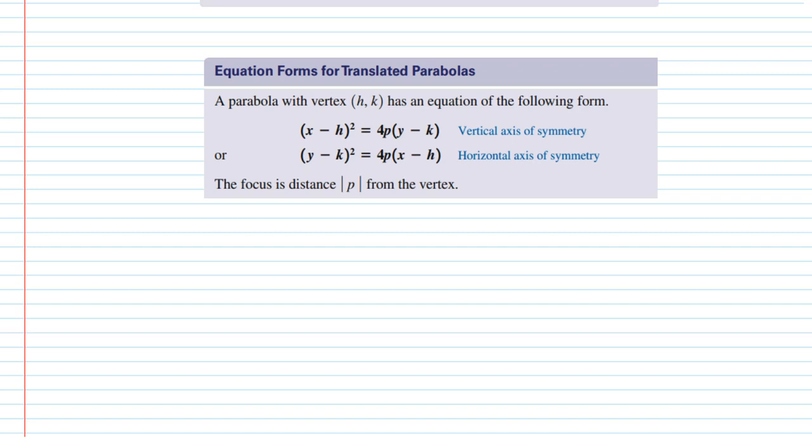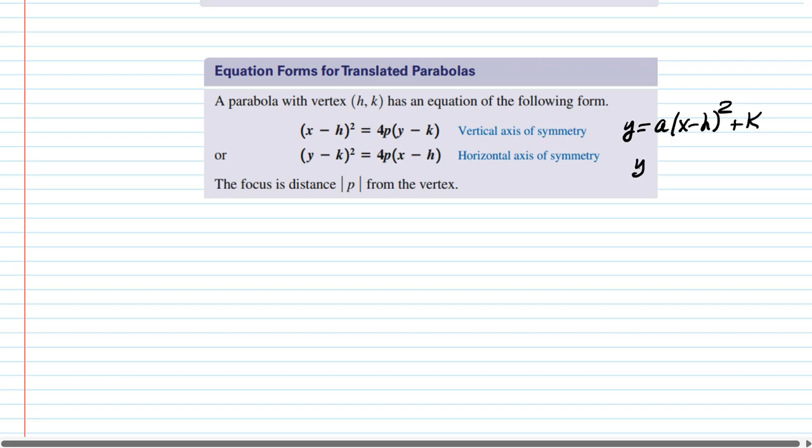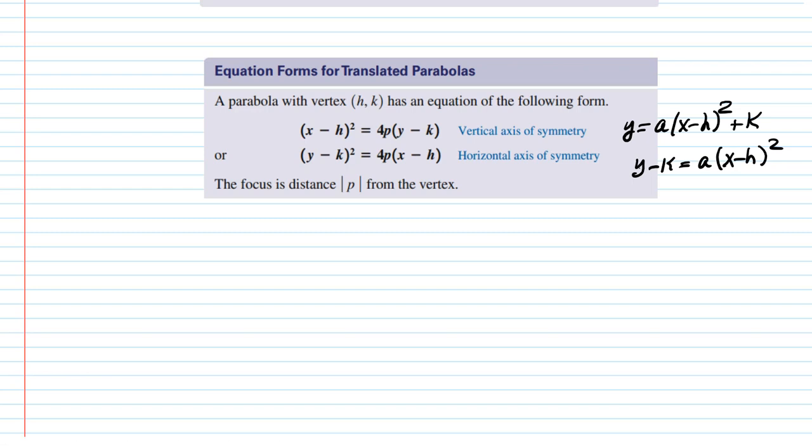Now you see again the close parallel to the HK form. So for vertical axis of symmetry, the form we had was y is equal to a(x minus h) squared plus k. That's what it was. We can play around a little bit with this, bring y and k together. Let's subtract k from both sides: y minus k equals a(x minus h) squared. All right, so it's kind of looking like that.